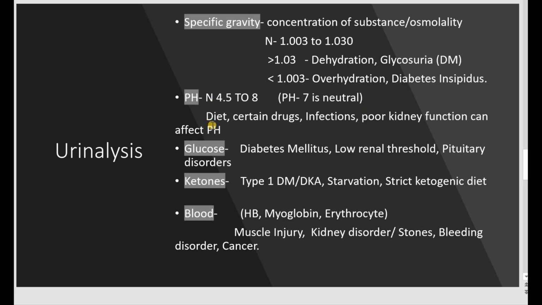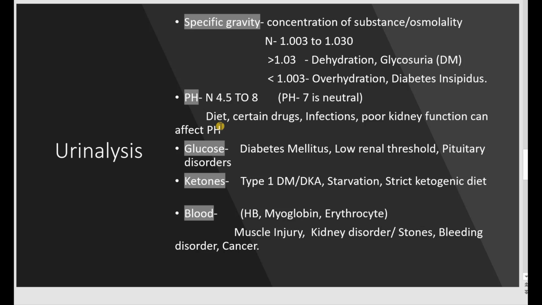Now, certain diet can affect urinary pH. Example, protein-rich diet or diet more of meat content. This meat or protein has amino acids. When it is metabolized, it breaks down into ammonia and then into urea and finally gets excreted through the urine. So that can cause acidic urine.